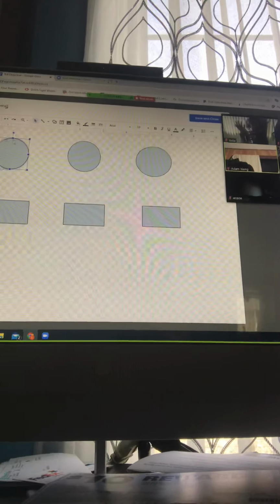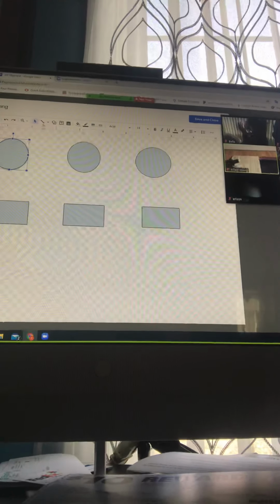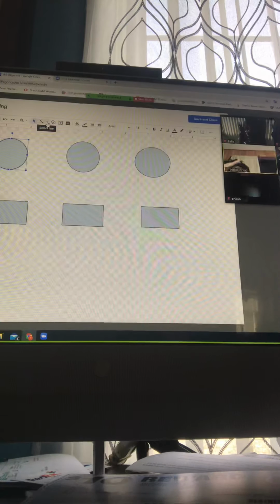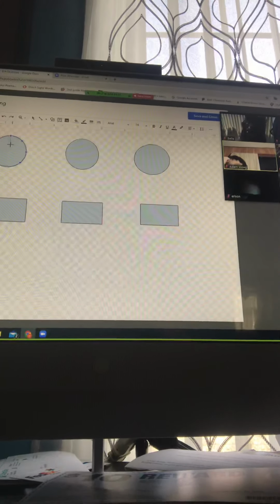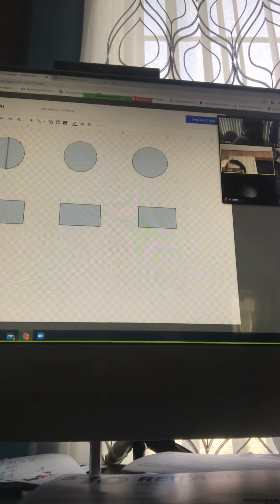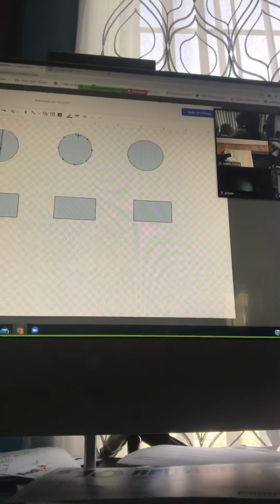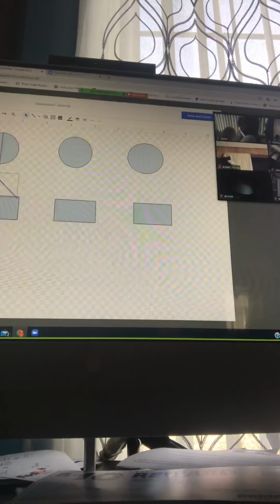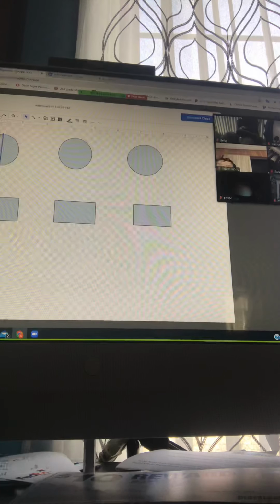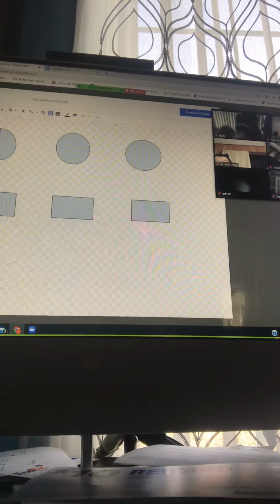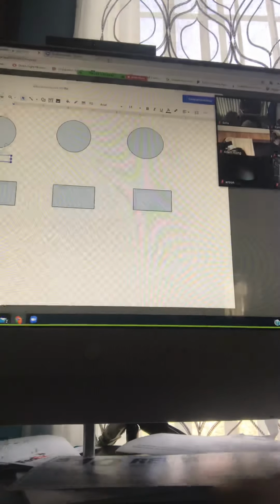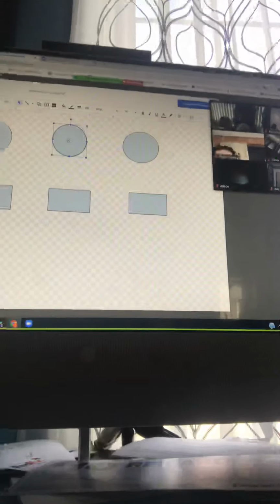All right, so let's look at our circle. If I want to break my circle into two equal pieces, I'm going to try and make a line either this way or that way so that I have two equal pieces. I'm going to say that this is halves. Halves means two equal pieces.